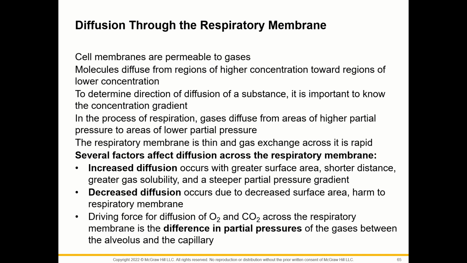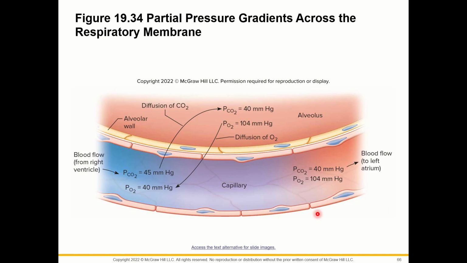The driving force for diffusion of oxygen and carbon dioxide across the respiratory membrane is the difference in partial pressures of the gases between the alveolus and the capillary. Here we see partial pressures. Okay, so here for oxygen, this is the alveolus, so we've just breathed in, and you can see that our oxygen level is 104 millimeters of mercury, and in our capillaries over in the blue, remember blue means less oxygen, the oxygen is at 40 millimeters of mercury, so we're going to get diffusion from the alveolus into the capillary.